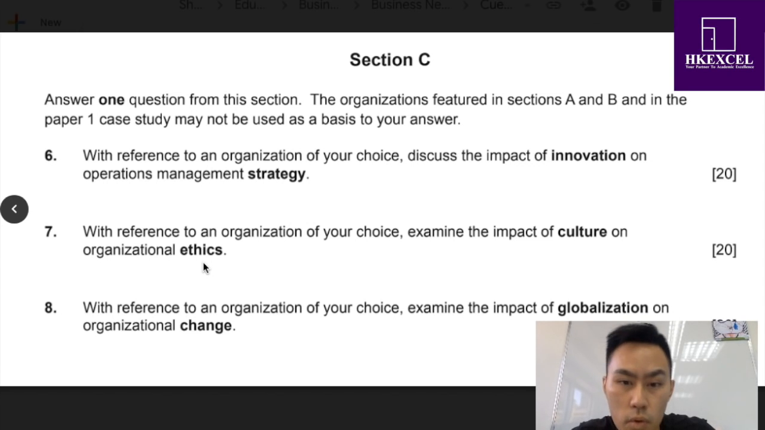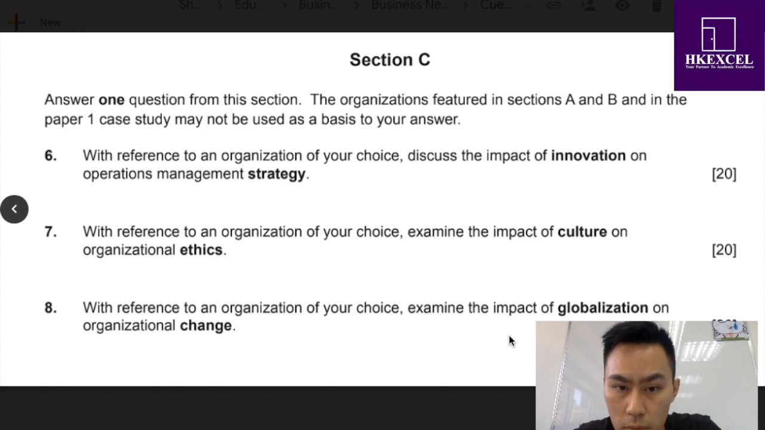So basically, what does CUEGIS mean? Obviously, it's the first letter of each of the 6 words. So it's culture, ethics, globalization, change, and then I S is innovation and strategies, right? Basically, you just need to know these 6 topics, and then the question will choose any 2 of them, right?